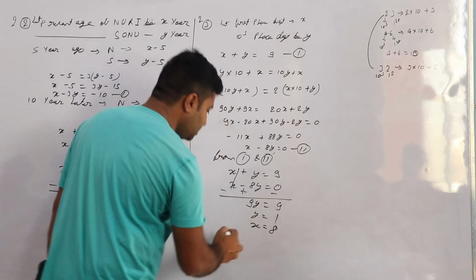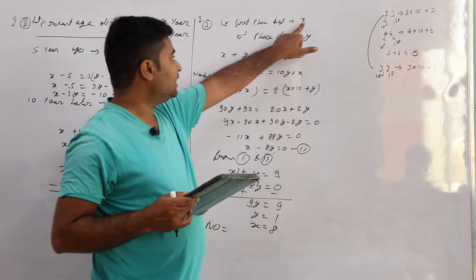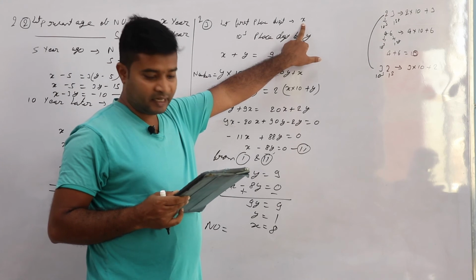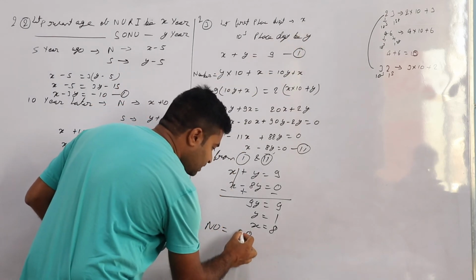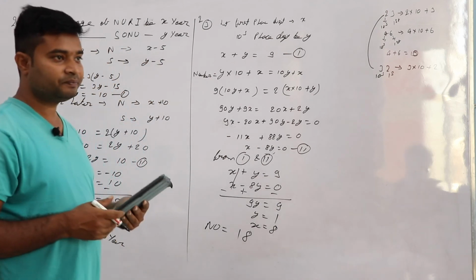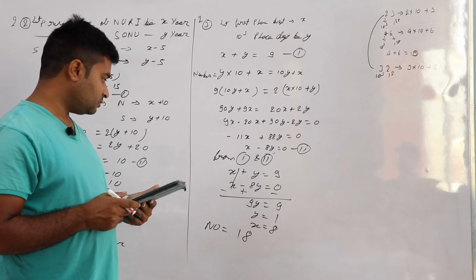So what is our number? X is at the first place, and y is at the tens place. So the number is 18. Understood? Yes, sir. Yes or no? Yes, sir.